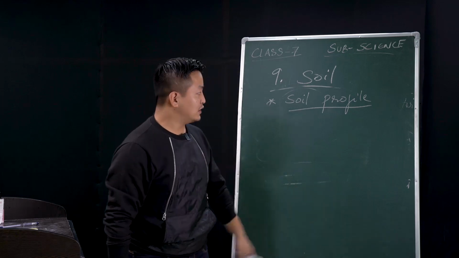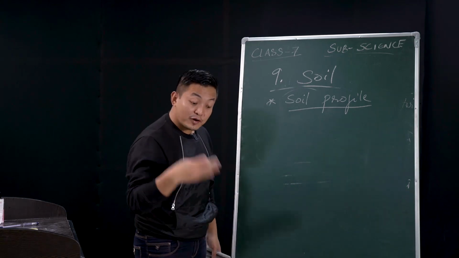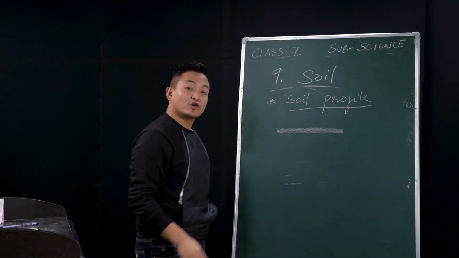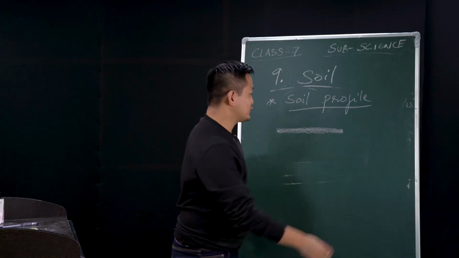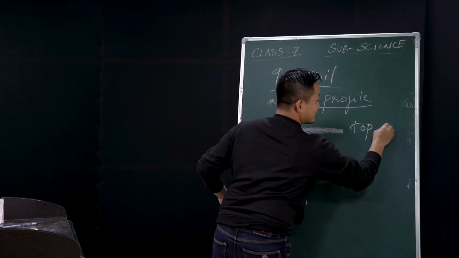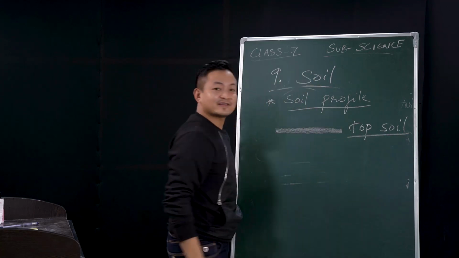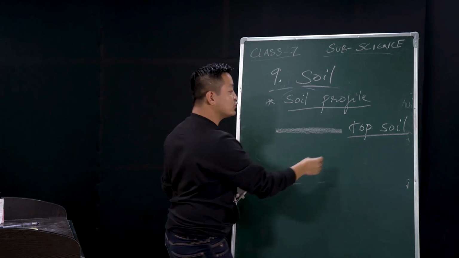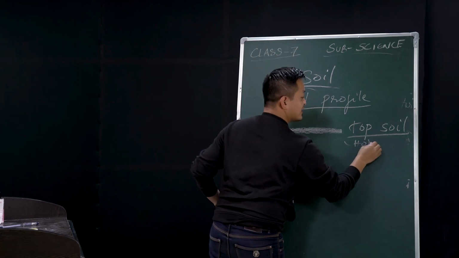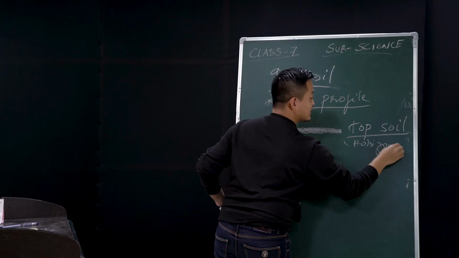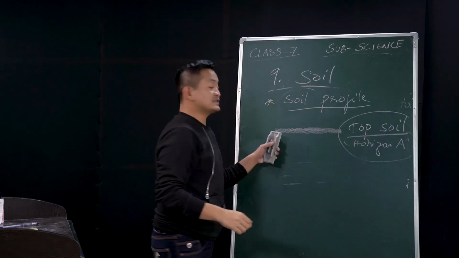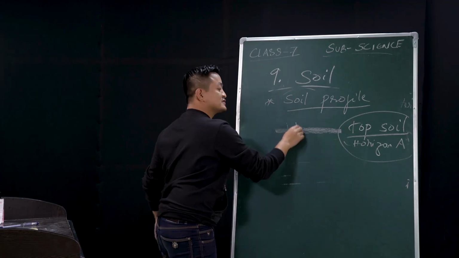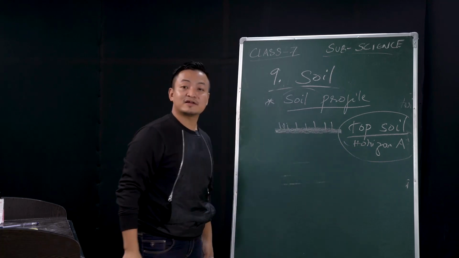Clear? The first layer of the soil is what we see. The first layer of the soil is known as the topsoil. Topsoil. This is the first layer of the soil, also known as horizon A. Clear? This is the layer where plants grow.